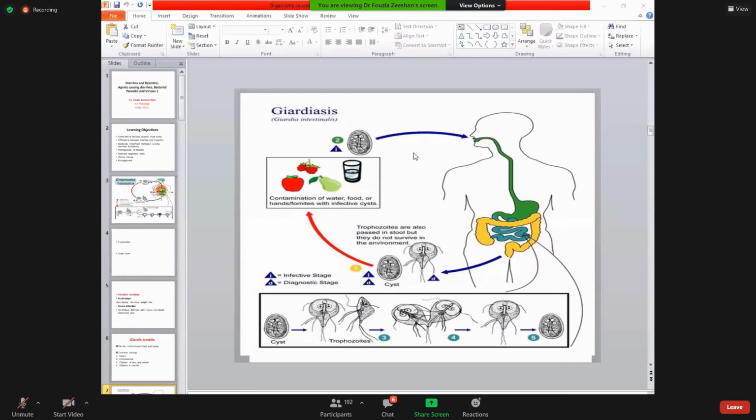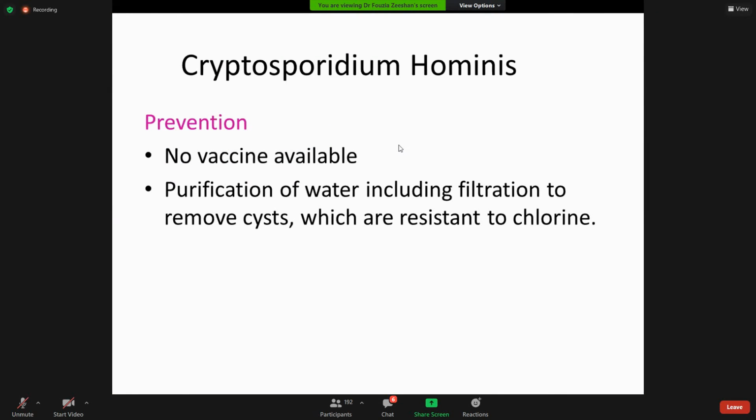Vaccines are not available. Again, prevention can be done by purification and personal hygiene.